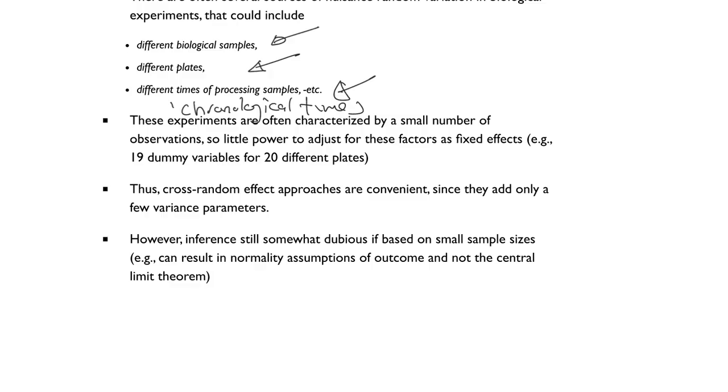And so these kinds of approaches are often used in this context because if I treated these levels as fixed, like this is the fixed number of plates I'm interested in, this is my whole population of plates, and this is my whole population of samples, let's say, then I would need a huge number of dummy variables to model it. And again, what's also typical of biological experiments?